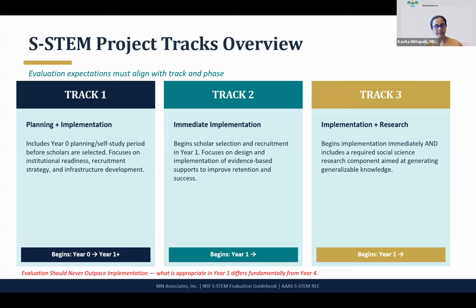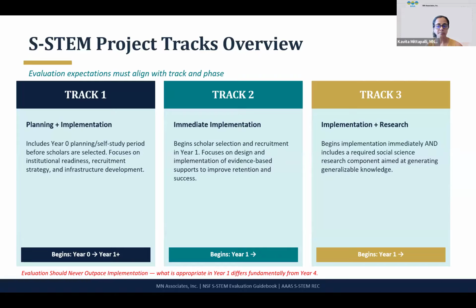So track 1 includes year 0, the planning phase, before the scholars are selected. Evaluation in that year particularly focuses on readiness, but not outputs or outcomes. Again, track 1 is essentially infrastructure and planning, and there are no scholars. If there are no scholars, you're not evaluating anything related to scholar outputs or outcomes. So essentially, what are you trying to do in track 1? We're going to get there.